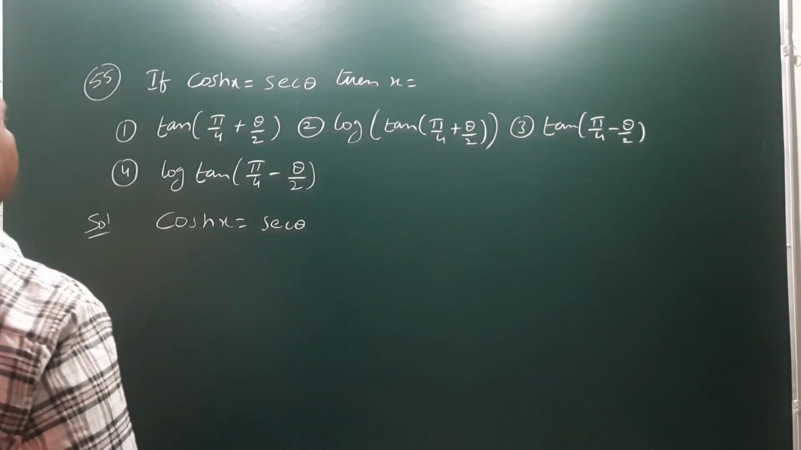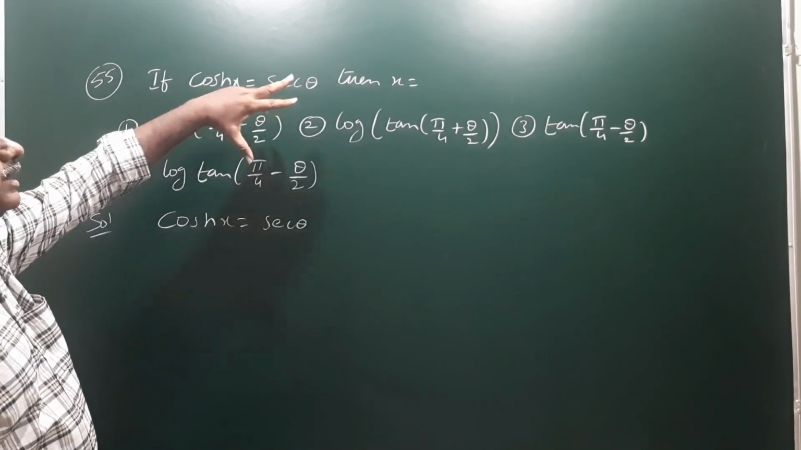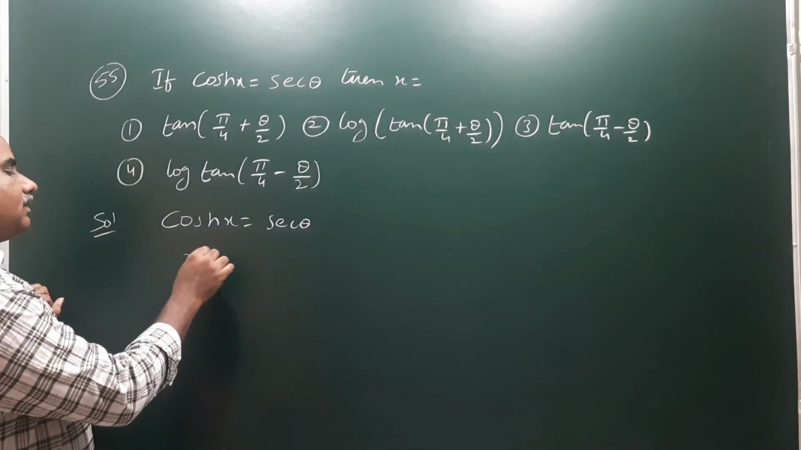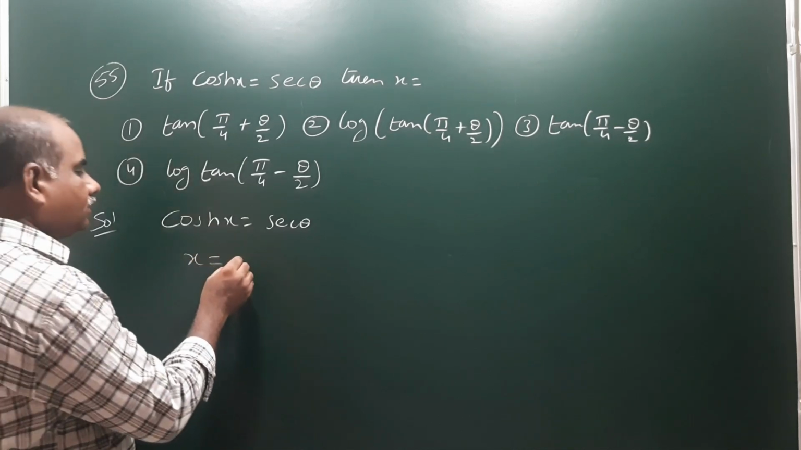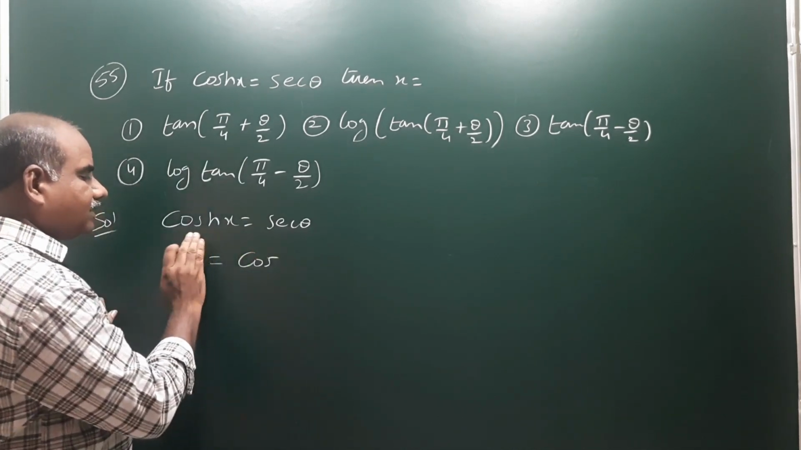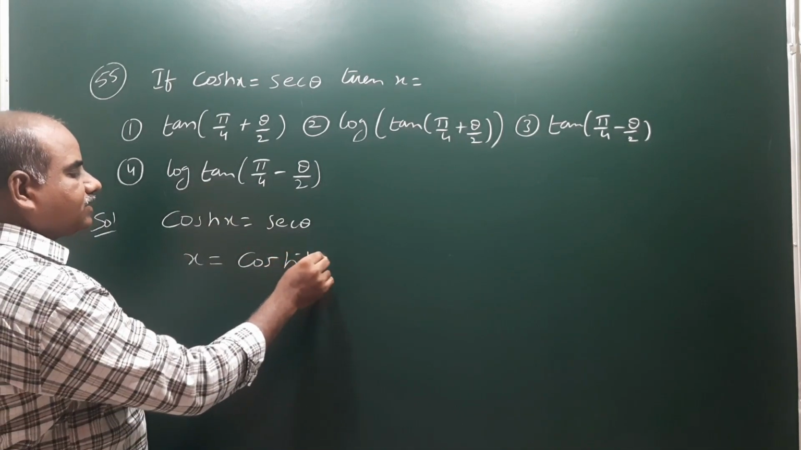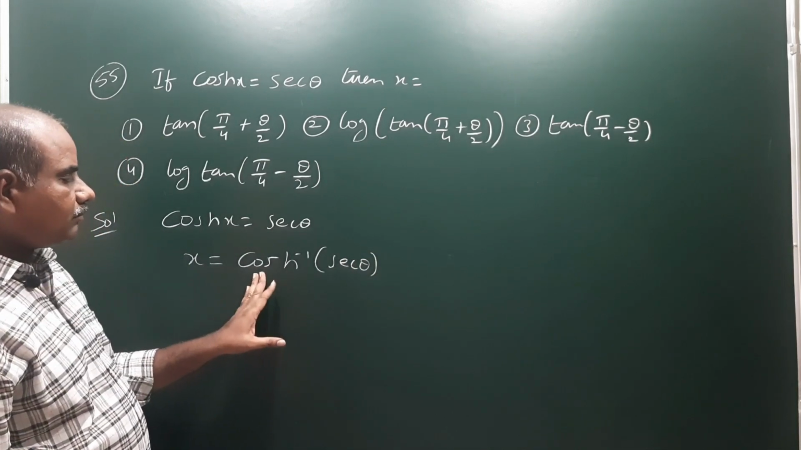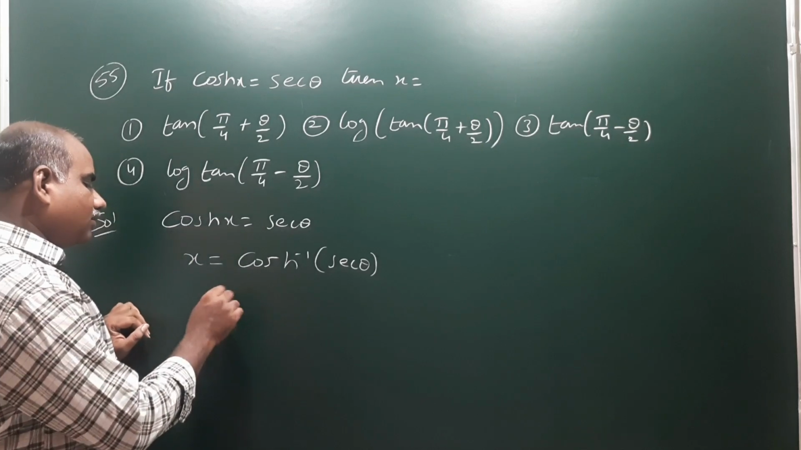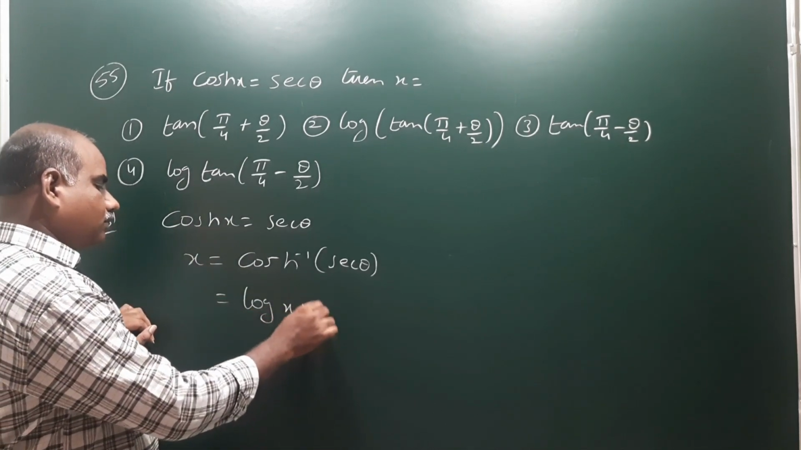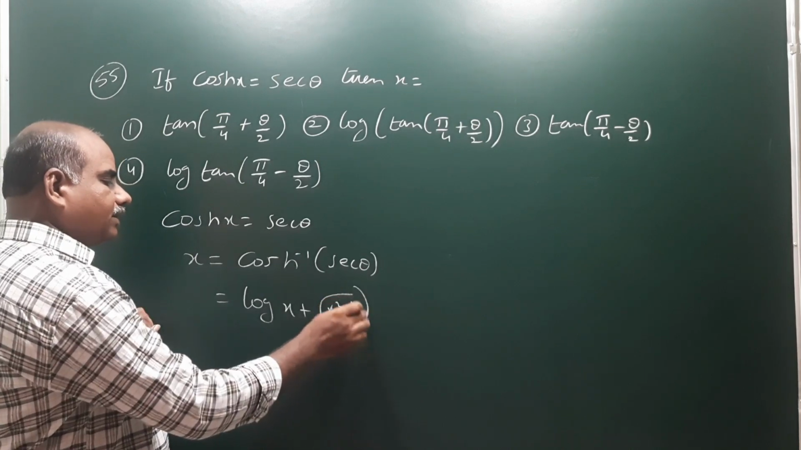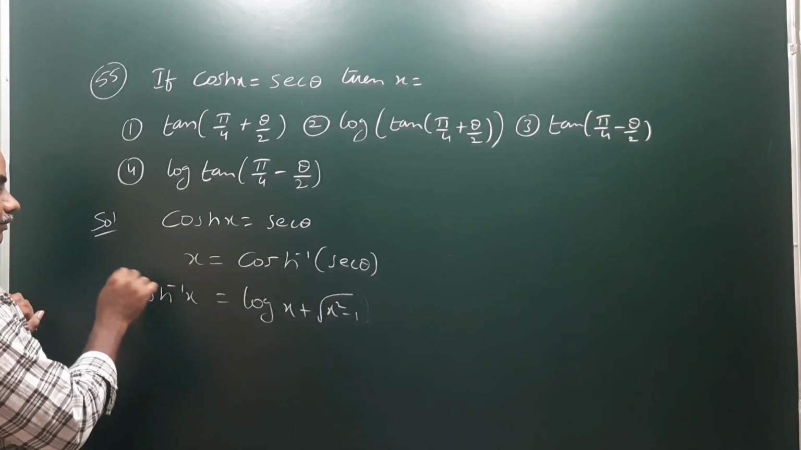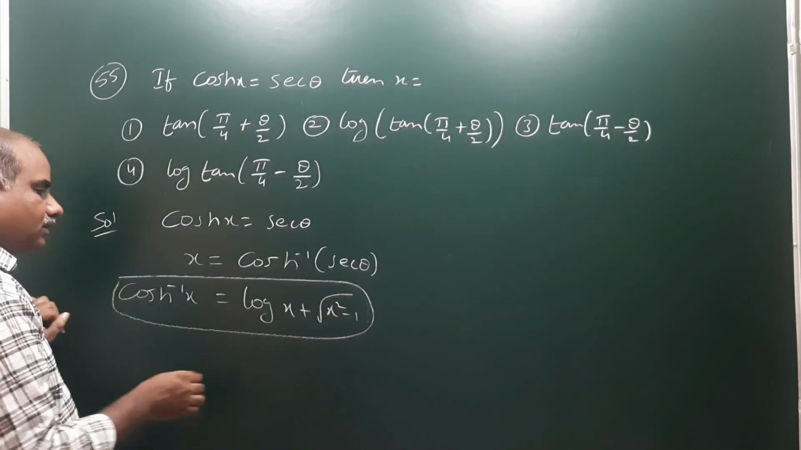Fifth one. If cosh x is equal to secant theta, then the value of x is. So let us take cosh x is equal to secant theta. We have to find the value of x. That's why we have to write like this. Transposing cosh to the right side, it becomes cosh inverse secant theta. Now it is in the form of cosh inverse x. The formula is log x plus root of x square minus 1. It is the formula for cosh inverse x. We have to apply this formula now.